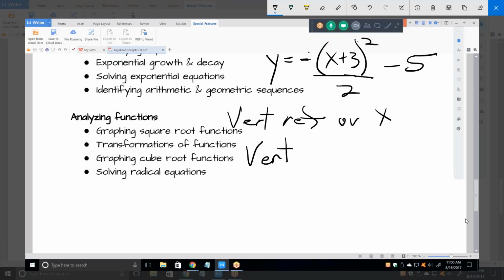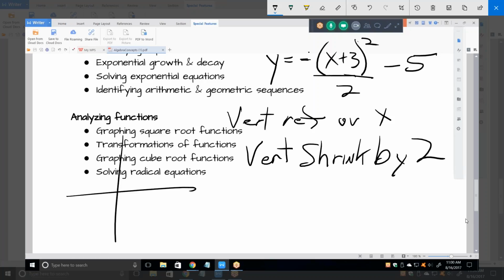Remember that when you're doing vertical stuff, the number has to be greater than 1 for it to be a stretch. If it's between 0 and 1, it's a shrink. So it's a vertical shrink by 2. And what that would look like if I just took the parent function and vertically shrink it by 2, it flattens it out. That's without any of the other stuff going on.